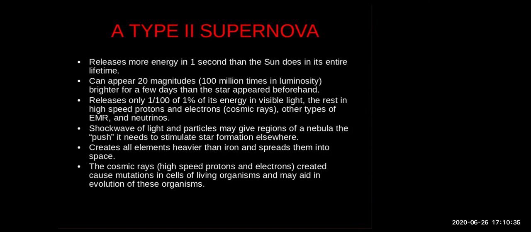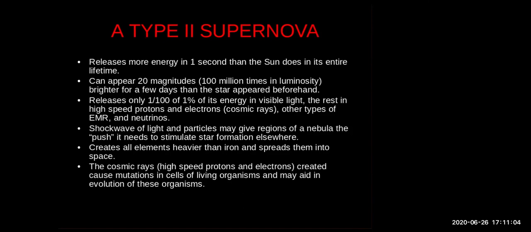The rest are in these high-speed protons and electrons called cosmic rays, other types of EMR and neutrinos, a lot of gamma rays, a lot of X-rays. So what you see as visible light, which is blinding enough, I mean, it's crazy, that's only 1/100th of a percent of its energy. So that's another reason you don't want to be around these things. Not only are they blinding to your eyes, but they can produce an incredible amount of other types of EMR.